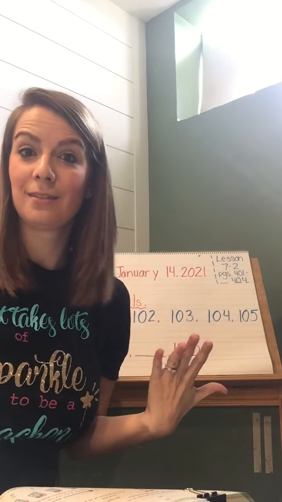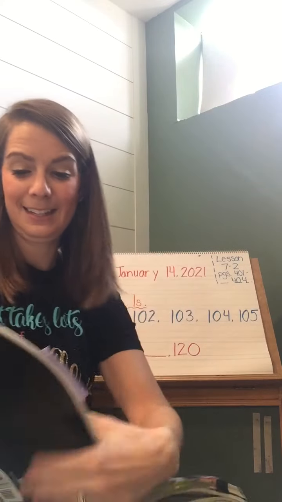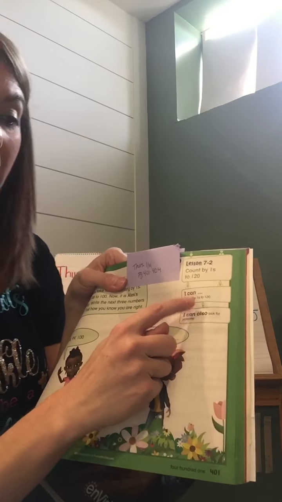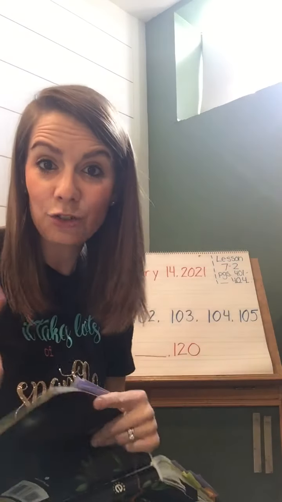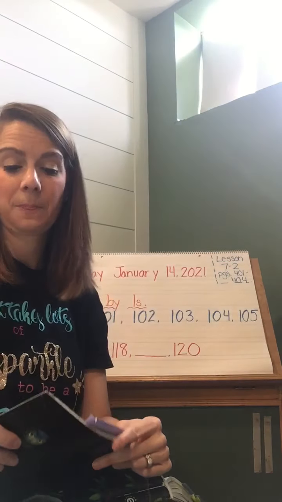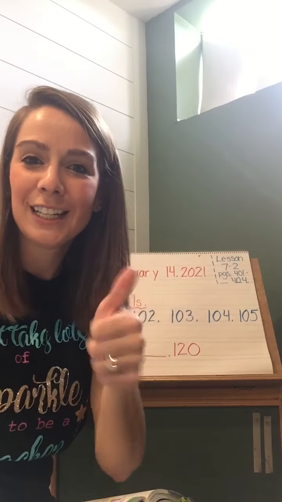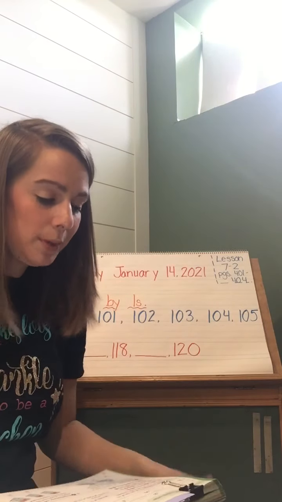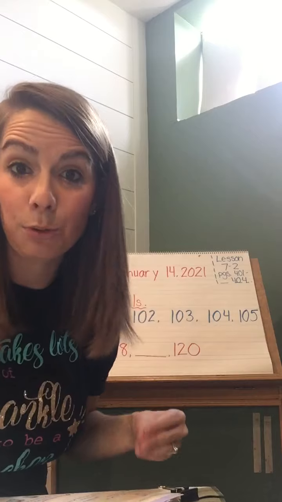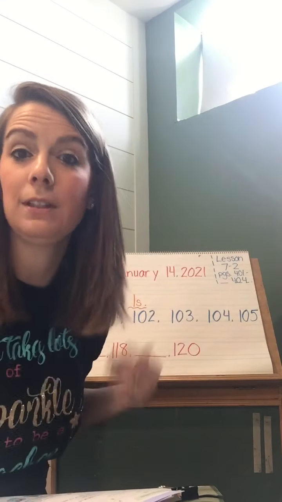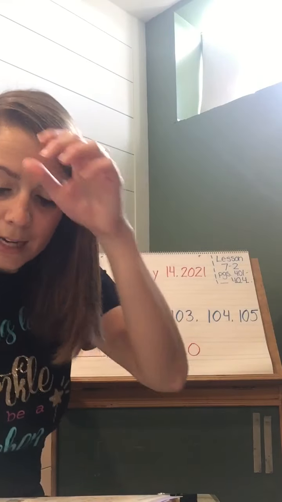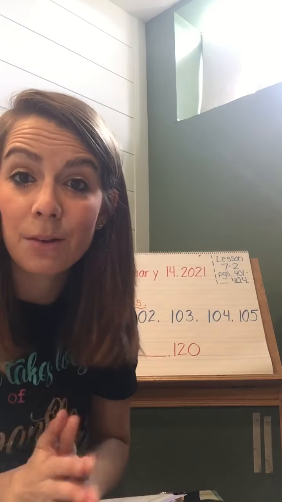Ready? Mirrors on. I can count by ones to 120. Mirrors off. Good job. Okay, so yesterday we counted by tens, which was really easy, wasn't it? We were fast at that. 10, 20, 30, 40, 50, 60, all the way up. Today, we're talking about counting by ones.